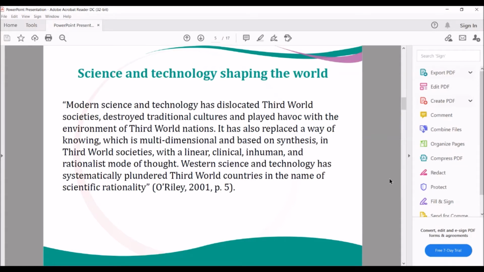quoted piece to say modern science and technology has dislocated third world societies, destroyed traditional cultures, and played havoc with the environment of third world nations. It has also replaced a way of knowing which is multidimensional and based on synthesis in third world societies with a linear, clinical, inhuman, and rationalist mode of thought. Western science and technology has systematically plundered third world countries in the name of scientific rationality.